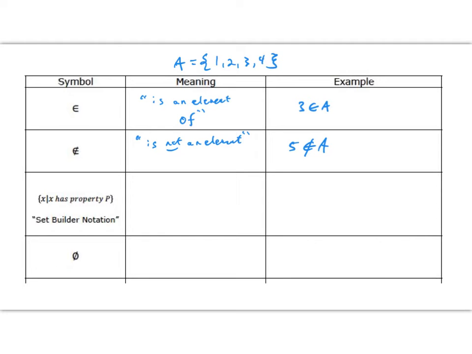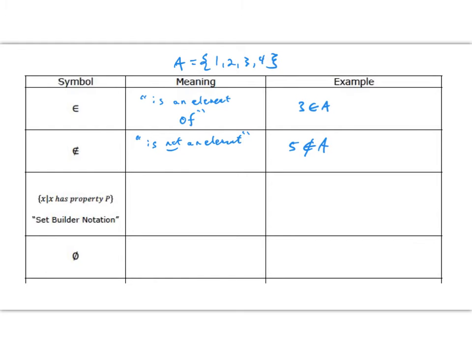Another way that we can describe a set, if a set has a rather large number of members, then maybe it's a little bit easier to describe what they have in common. So, for example, instead of listing out all of the states of the United States, what we might do is we might use what's called set builder notation.